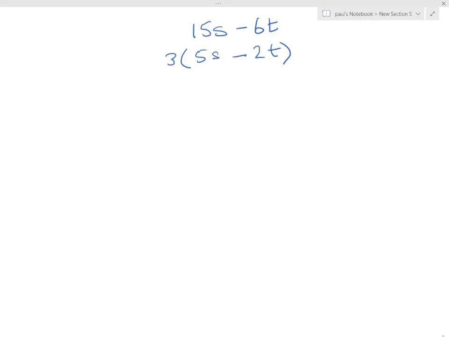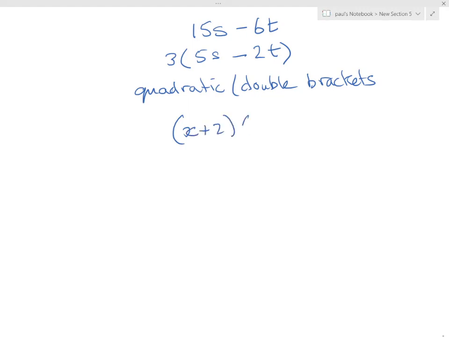Now, that's single brackets, quite fair enough. What about when we've got quadratics? Double brackets. Now, x plus 2 and x plus 3. Now, we're going to employ something called FOIL. F-O-I-L. And this helps remind us what to do in what order.